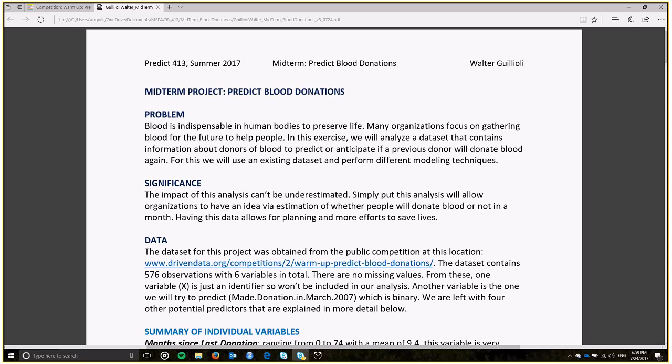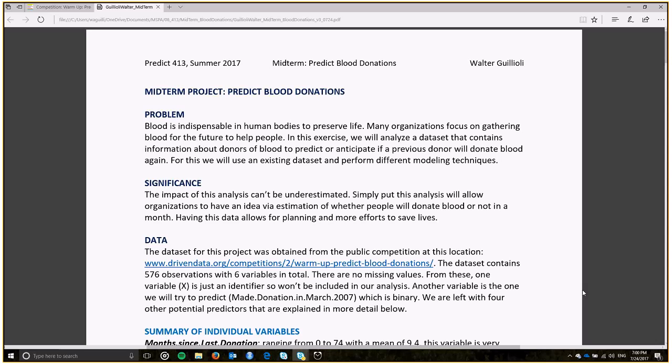I'm a student of Predict 413, and this is a very short presentation to cover what I did for the midterm project around predictive blood donations. In essence, this is a competition from the drivendata.org website where we have 576 observations with 6 variables in total, and we are trying to predict whether a previous donor of blood will donate in a particular month or not.